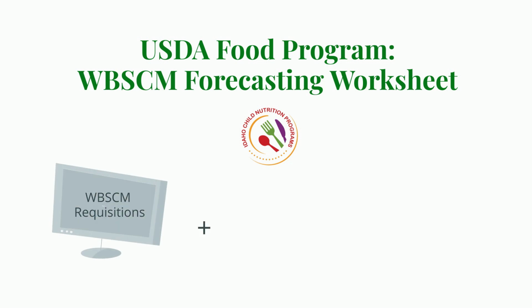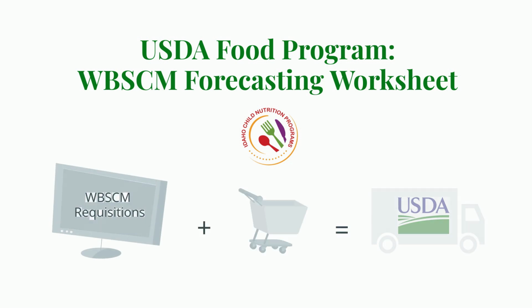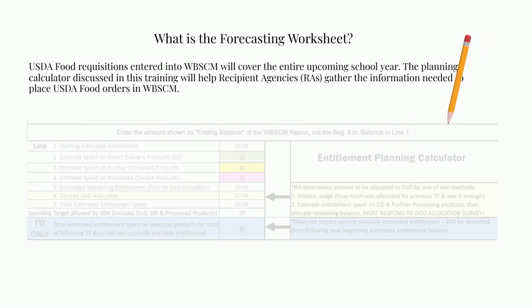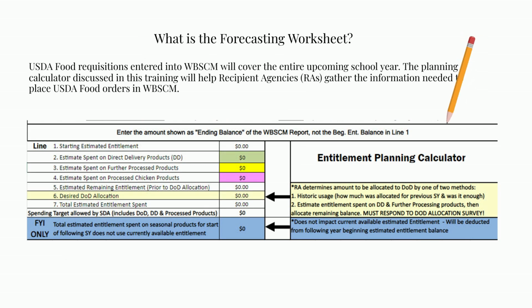Ordering USDA foods in WebSCM starts with the forecasting worksheet and planning calculator. This tool is to help you forecast your menu needs for the upcoming school year. This training will show you the basics of the planning calculator and the forecasting worksheet. Let's look at an example of the planning calculator.